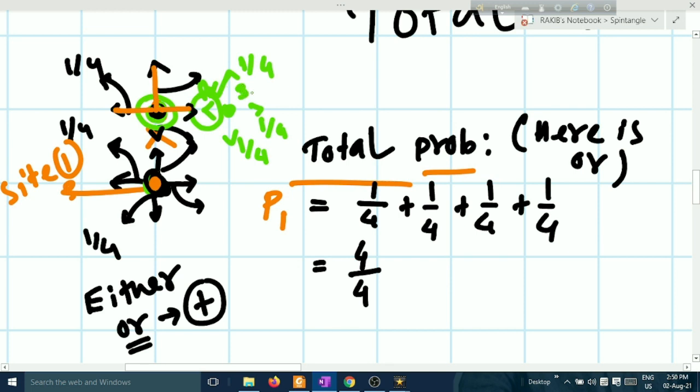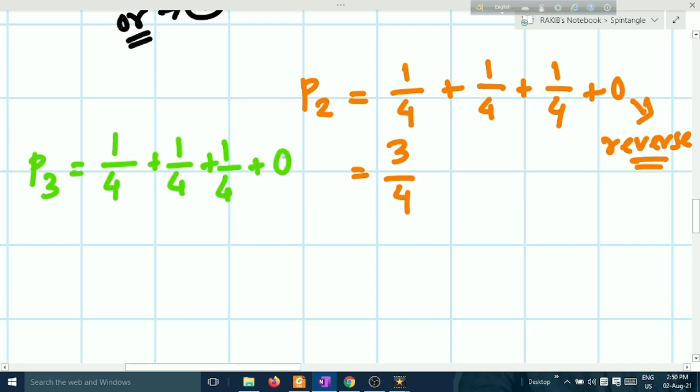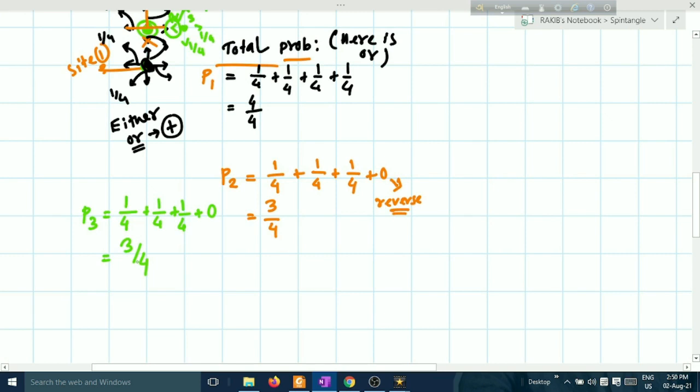This is the site 3. What will be the total probability on the site 3? That will be P3. Will be what? 1/4 plus 1/4 plus 1/4 plus 0. This is the reverse path. This means what will be the total probability? Total probability will be 3/4. Therefore, we have 3 probabilities.